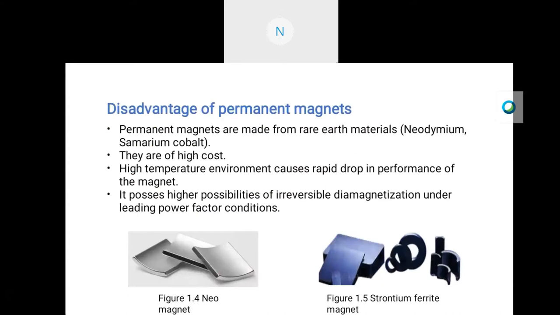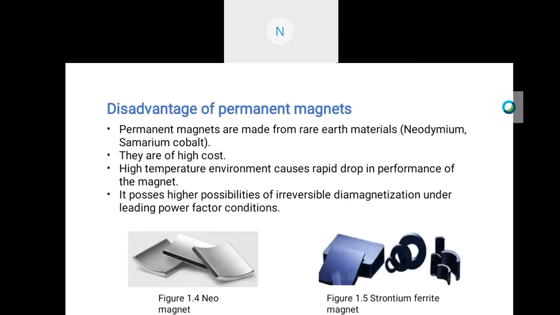Now coming to the disadvantages. Permanent magnets are made from rare earth materials, neodymium magnet, samarium cobalt. These are of high cost. A high temperature environment causes a rapid drop in the performance of permanent magnets. It poses a higher possibility of irreversible demagnetization under leading power factor conditions.